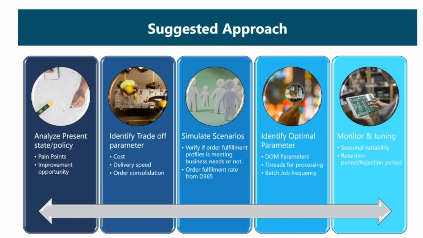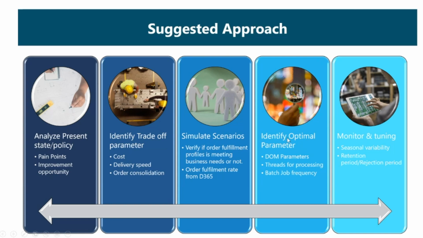So these are the different inputs, right? And it can change over the time for the businesses also. So once you have analyzed your current scenario and you have the parameters, then you can simulate the scenarios in finance and operation. So just create a fulfillment profile, select the rules that you have, and just broker some of the orders and see if you're getting the desired results or not.